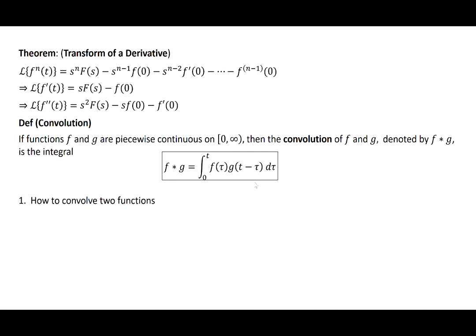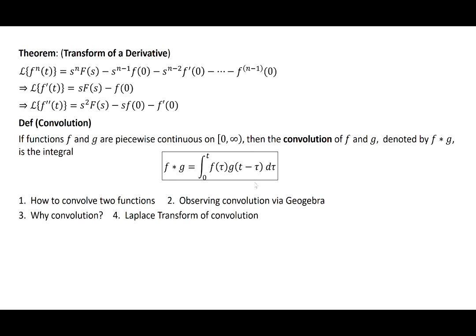So let's do a few things. One of the things we will cover first is to give you a conceptual idea of what this convolution is. How do you convolve two functions? The second thing is we will observe this convolution in GeoGebra. And the third, why do we want to convolve? What's the purpose of this stupid convolution? There is a wonderful purpose for it. And finally, the Laplace transform of convolution itself. First, how to convolve two functions?